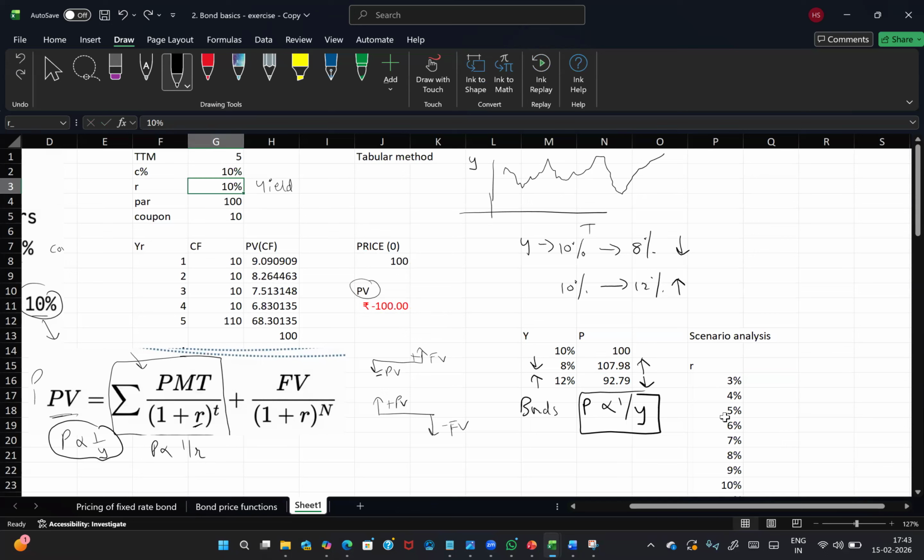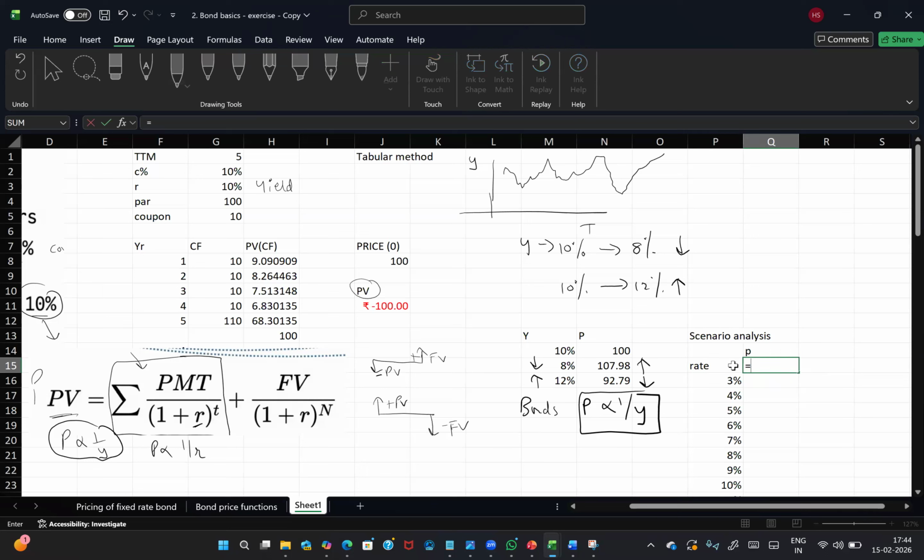Now, I'm telling you that there are so many different scenarios. Suppose I don't want to do it manually. There's a one step process through which you can find the price for all these rates. The way this works, the scenario analyzer in Excel is on the header where you've put the rate header. Suppose I put rate here.